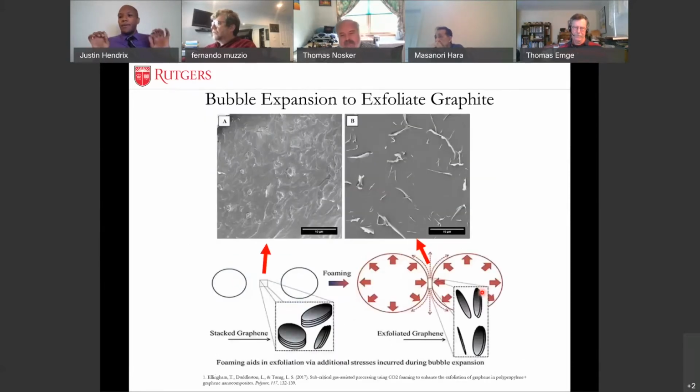Another method that people have used to try to exfoliate graphite to graphene is if you imagine you have a large extruder and you pump in CO2, starting with graphene and your molten polymer. The CO2 forms bubbles, and those bubbles want to expand. In between the expansion of those bubbles, you have little micro elongational mixers. This would cause separation of the flakes and hopefully make exfoliation efficient throughout the volume through that bubble expansion.